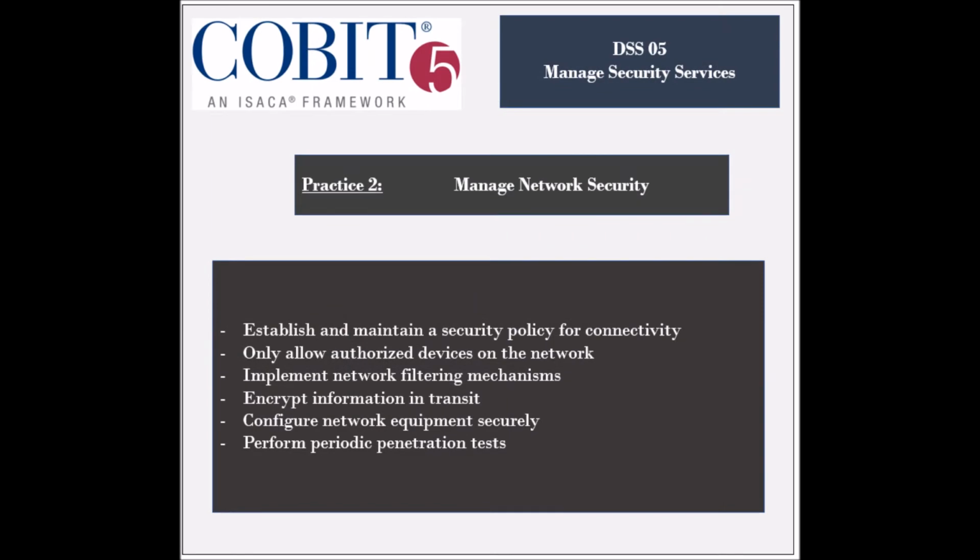The activities involved in this practice include establishing a connectivity security policy based on the business requirements and risk assessments. Only authorized devices should be allowed access to the enterprise network. Network filtering should be performed using firewalls and intrusion prevention systems. Transmitted information should be encrypted if required, and network devices should be configured securely. Periodic penetration testing should be performed, and periodic testing of system security should be carried out.